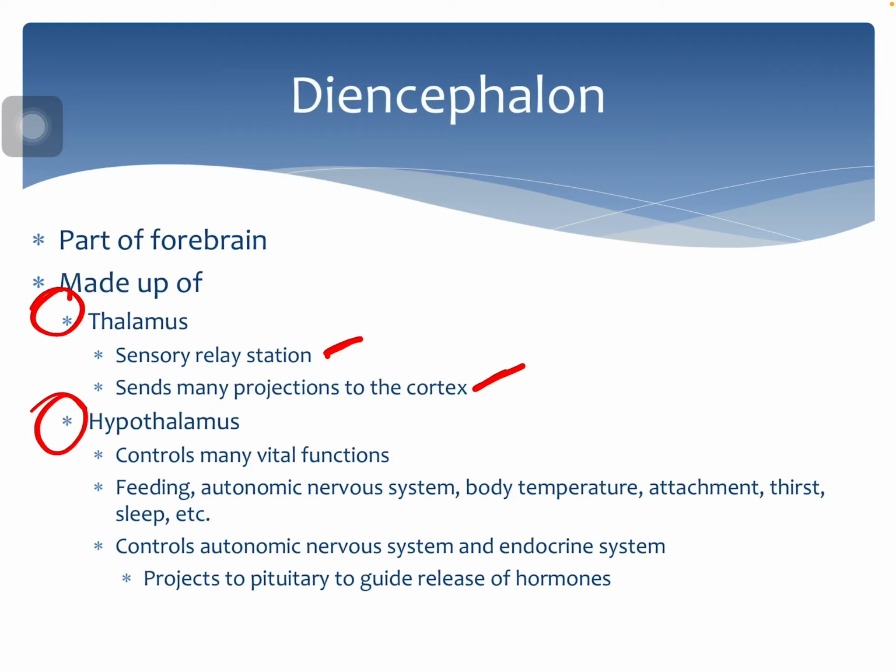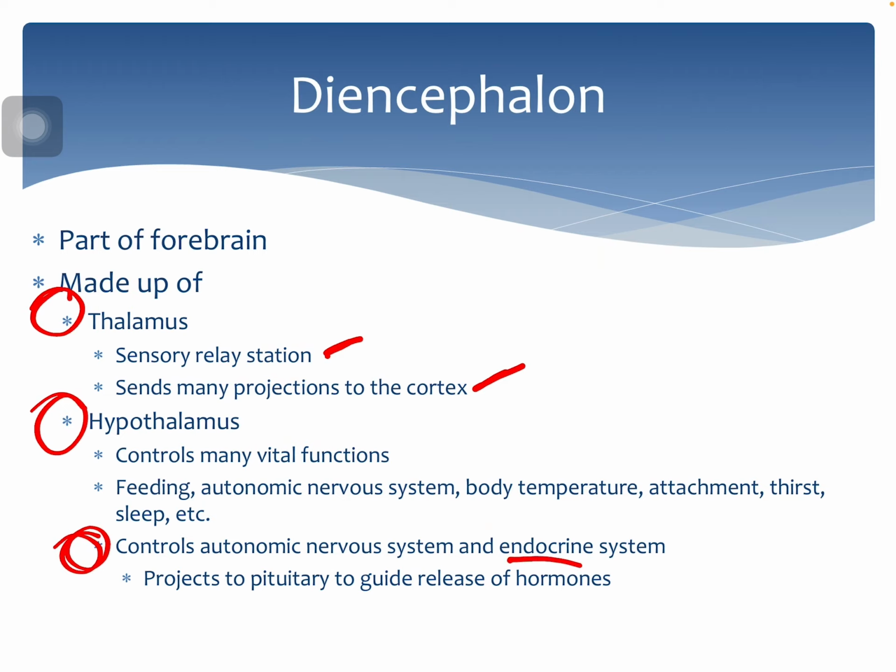Really important for attachment and feelings of being attached, for example, to loved ones. Also important for things like sleep. So, for example, we'll talk about the suprachiasmatic nucleus, which is a part of the hypothalamus, which is important for circadian rhythm and alertness and feeling sleepy and all that.